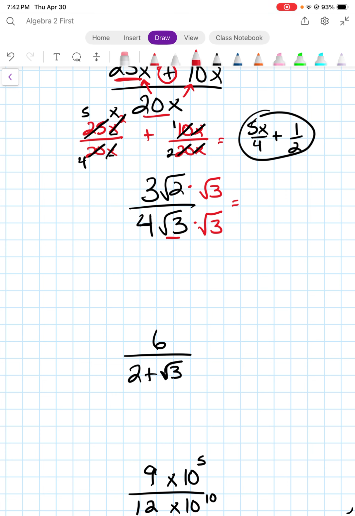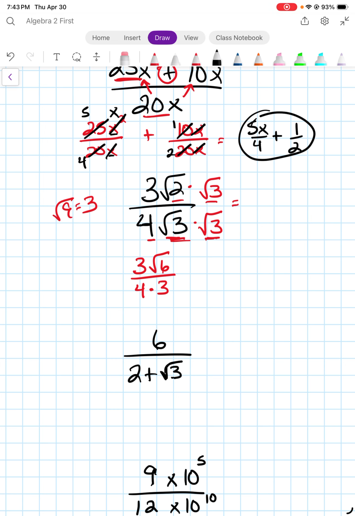So on top, reminder that the 3 has to stay alone, but you can multiply root 2 and root 3. It gives you root 6. On bottom, you have 4, which stays. Root 3 times root 3 is root 9. Now I'm going to come over here to the side and remind you that root 9 is actually 3. So the bottom is now 4 times 3. And you can multiply that out if you like to, or look what you got.